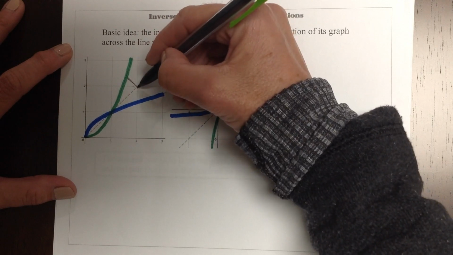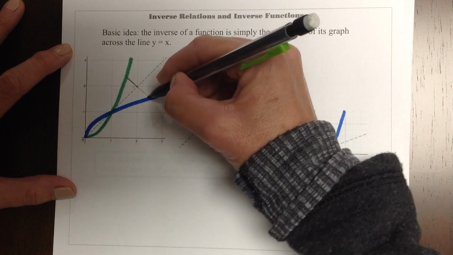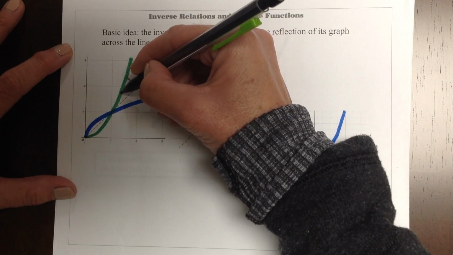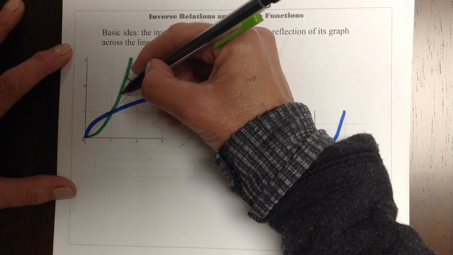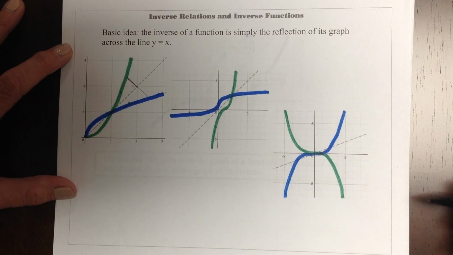So the point on the inverse would be that distance in the other direction along the perpendicular to the line y equals x. Okay, so this point right here, if we reflect it across the line y equals x, it's going to go to that point there, and so on.